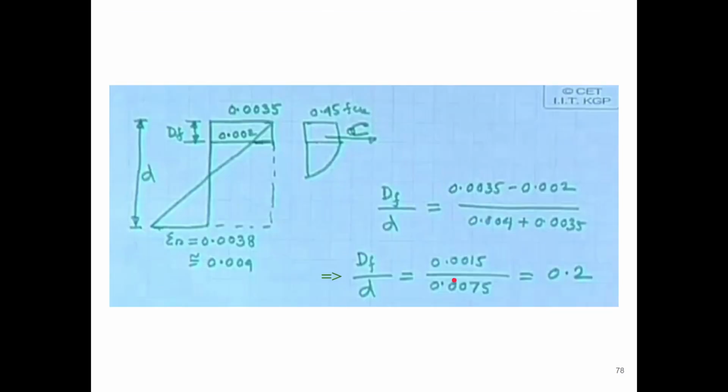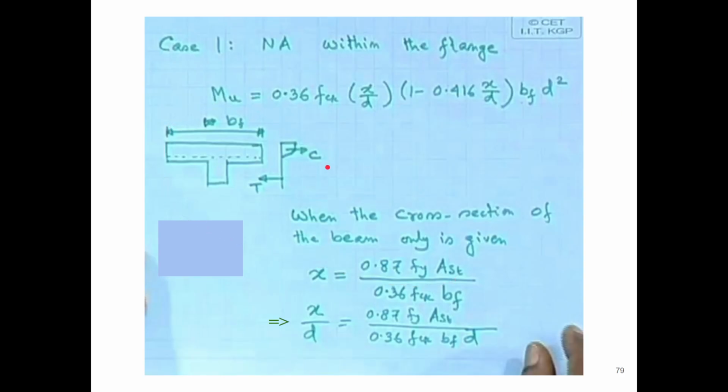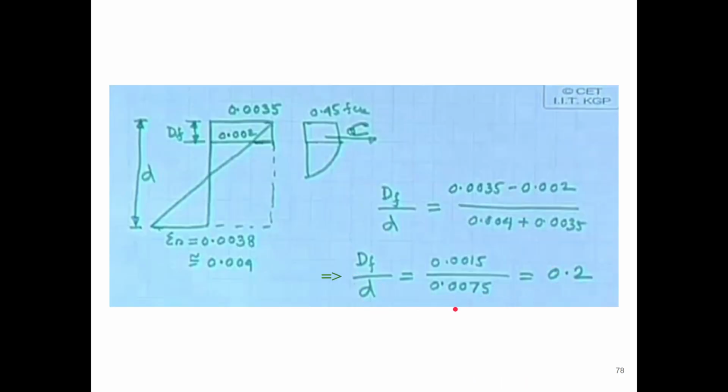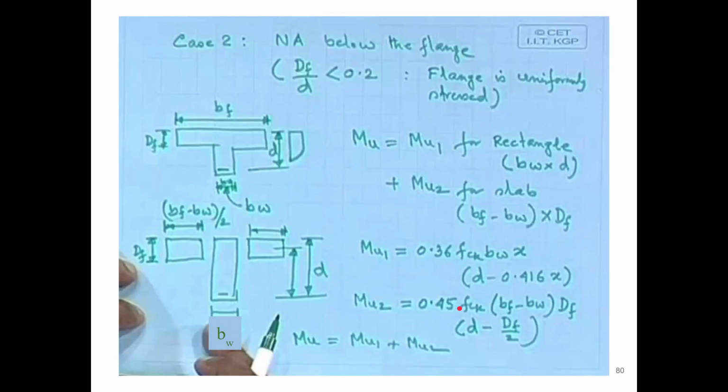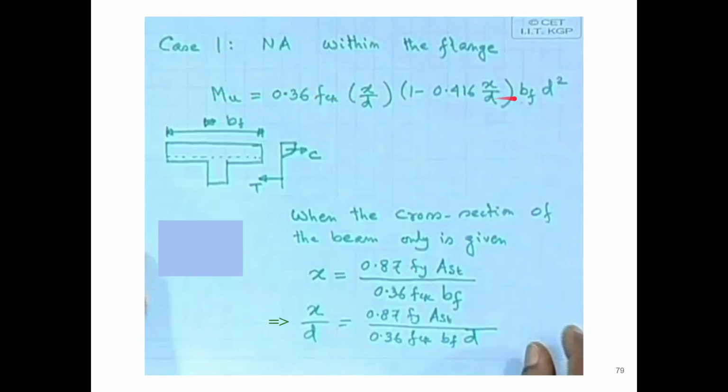So now let us see in detail how we approach the design. For the first case, the neutral axis will lie within the flange. That is when this Df by d value will be quite high. In that case, it will be simple, as the design of a beam will follow. Simple design of beam, we just need to replace the b with bf. So it was width.